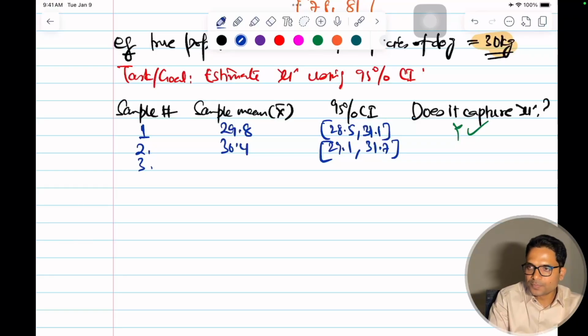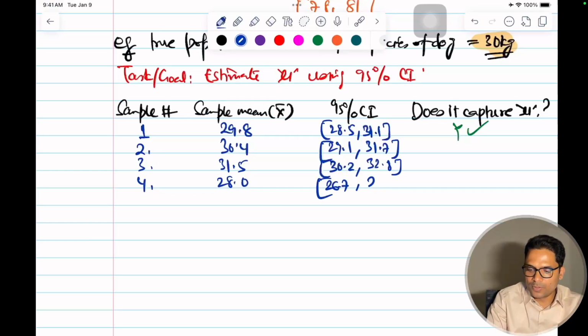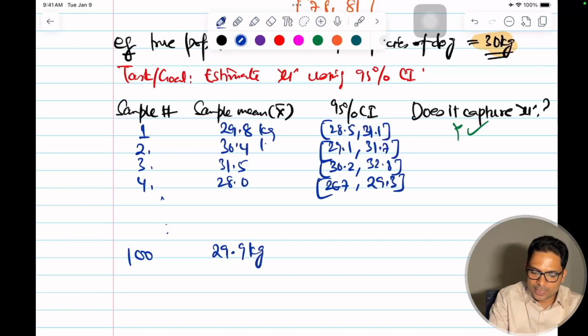And the third one is 31.5, where this is 30.2 to 32.8. And then there's a fourth one which is saying 28 kg, and this is on the lower end, that is 26.7 to 29.3, and so on, like this we have till 100. The 100th one is, say for example, saying the sample mean is 29.9. Everything is in kg, and the range is also in kg. This is from 28.6 to 31.2.